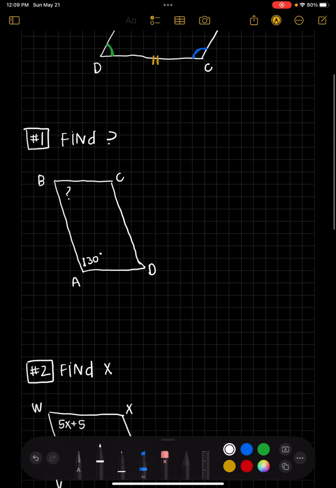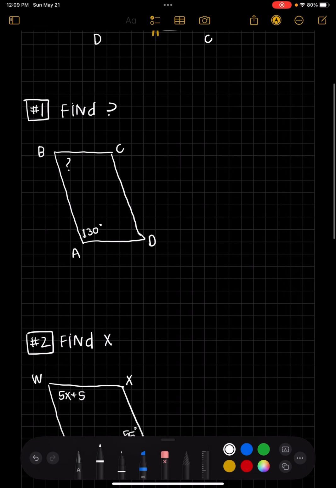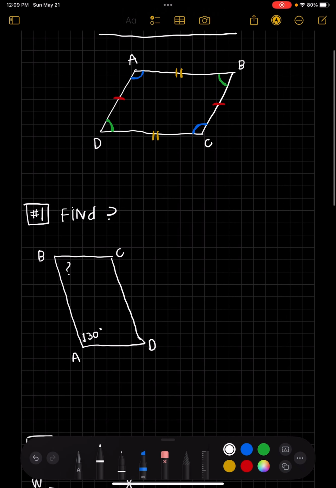So the first example says, find the question mark. The first thing I'm going to do is go back up here and decide what these angles have in common with the parallelogram I just drew colors all over. So we have angle A and angle B. We've got to decide if they're equal to each other or if they add up to be 180, because those are the only two options that we have.